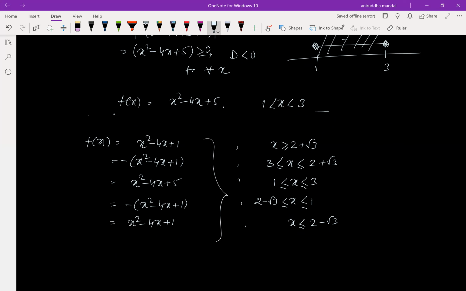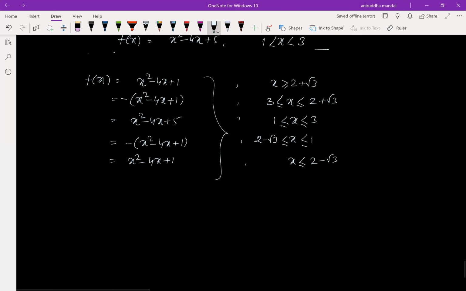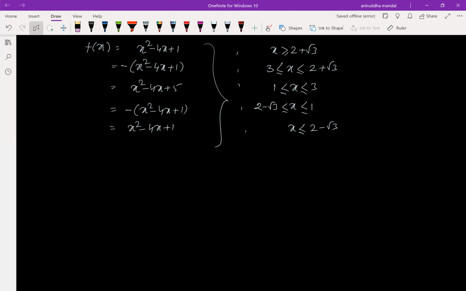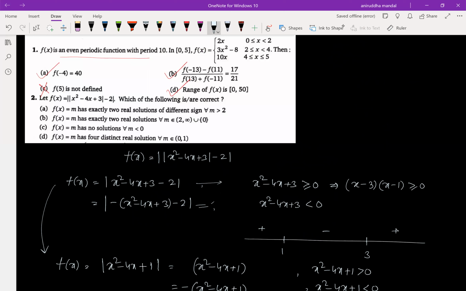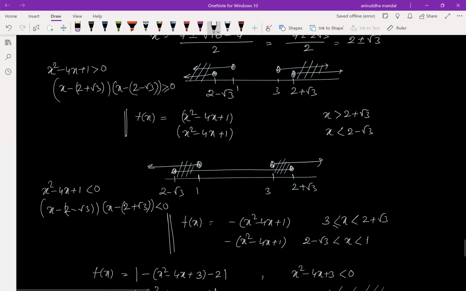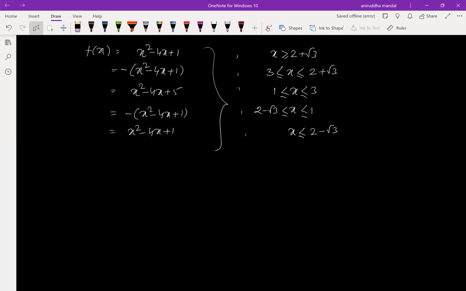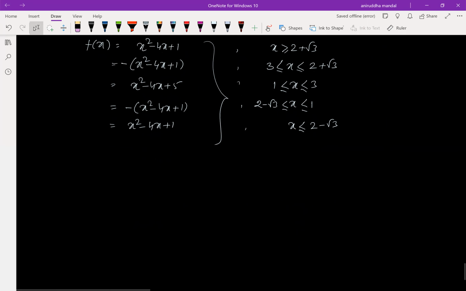Okay. So now we have to draw the graph of this function, because we have to check the options that are given. So this is f(x) equals m, where m is greater than 2. So which means we have to draw the graph. These are all quadratic equations. So let me draw the graph. Okay, so let's see.